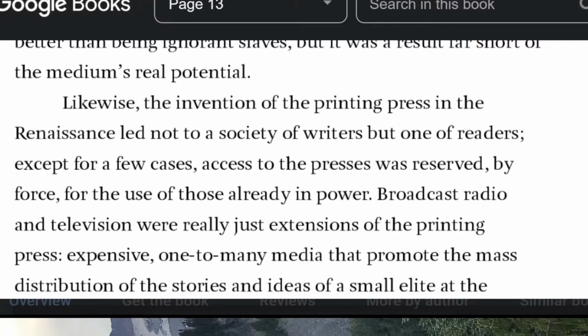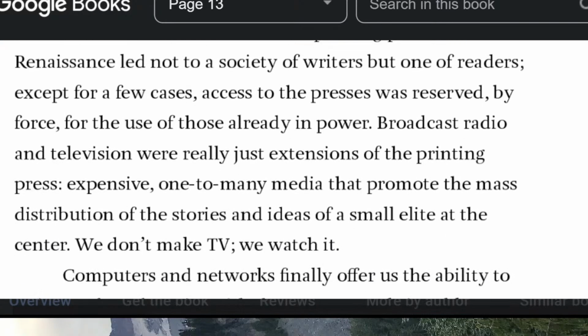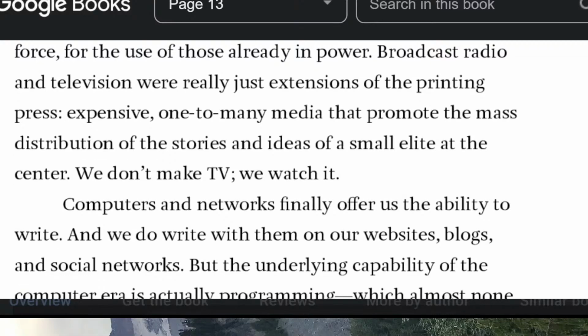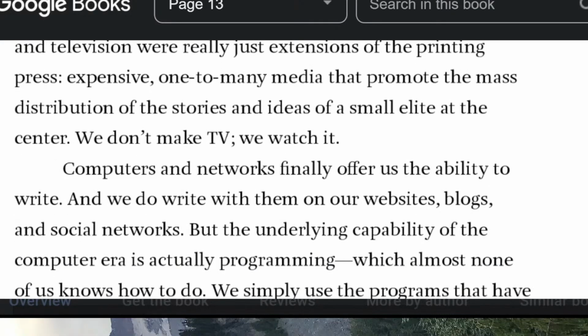Likewise, the invention of the printing press in the Renaissance led not to a society of writers, but one of readers. Except for a few cases, access to the presses was reserved by force for the use of those already in power. Broadcast radio and television were really just extensions of the printing press, expensive one-to-many media that promote the mass distribution of the stories and ideas of a small elite at the center. We don't make TV, we watch it.